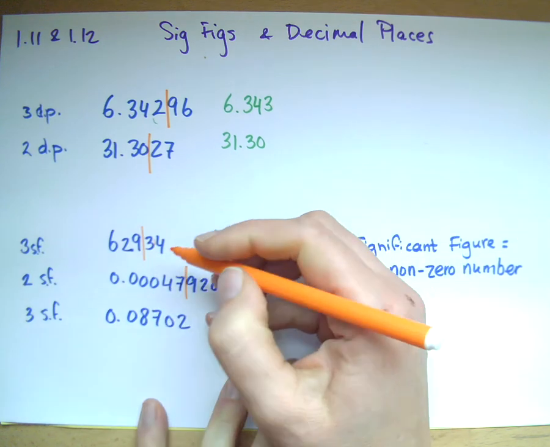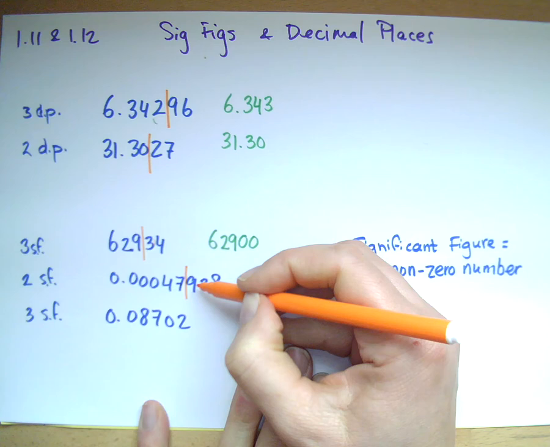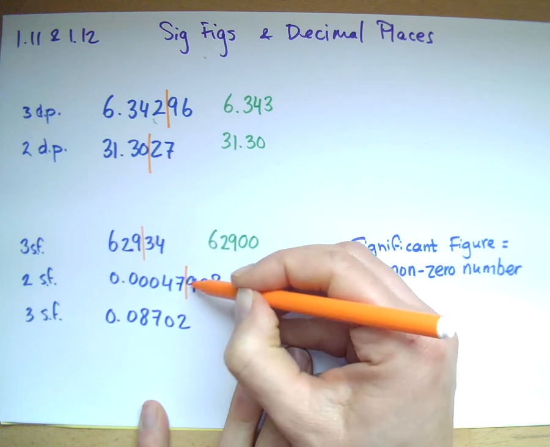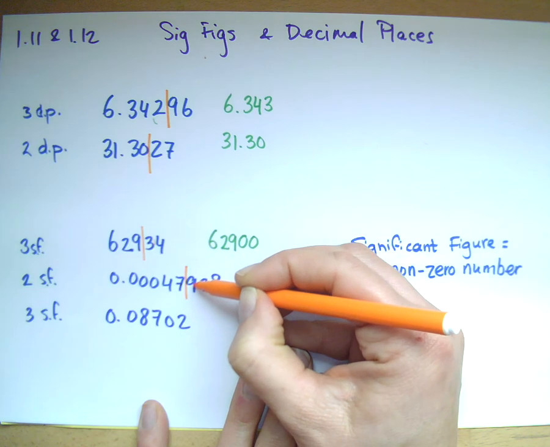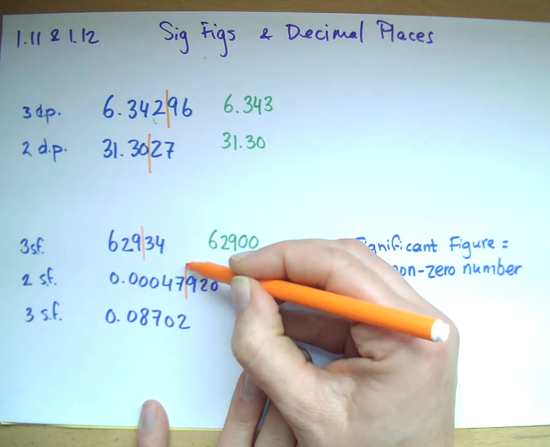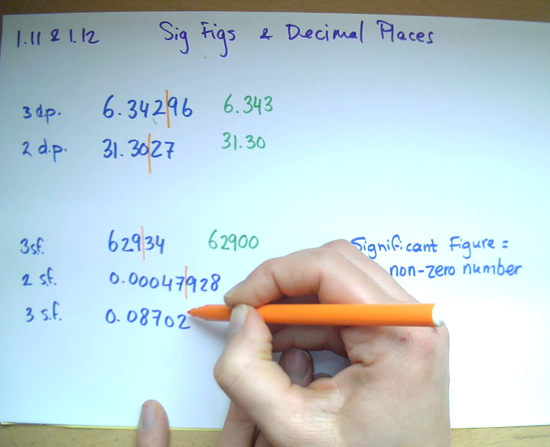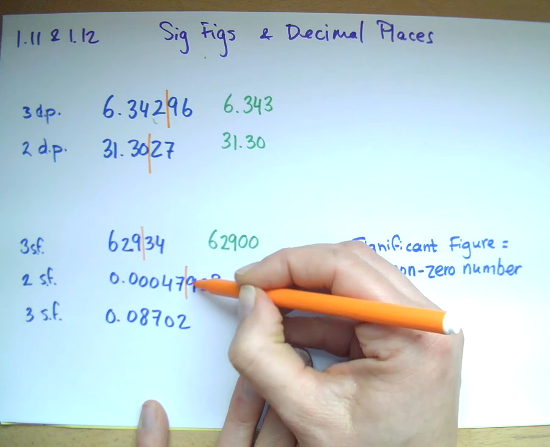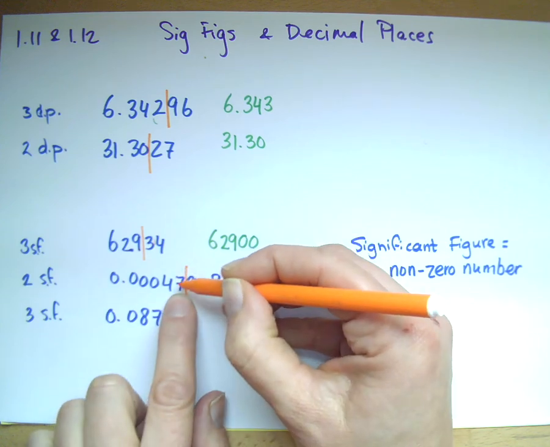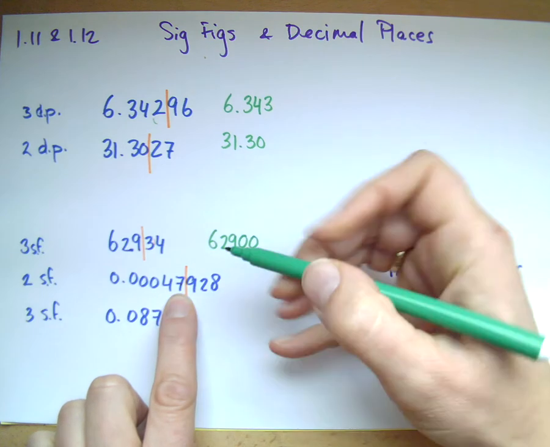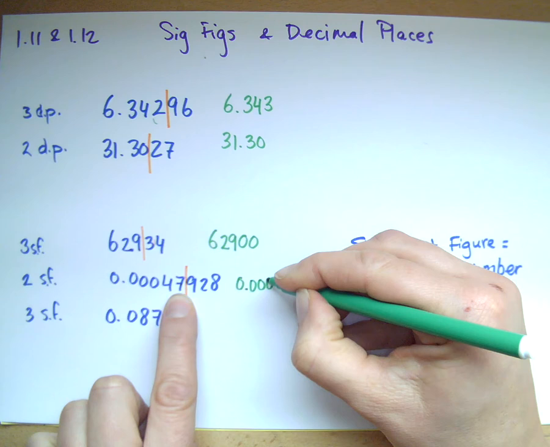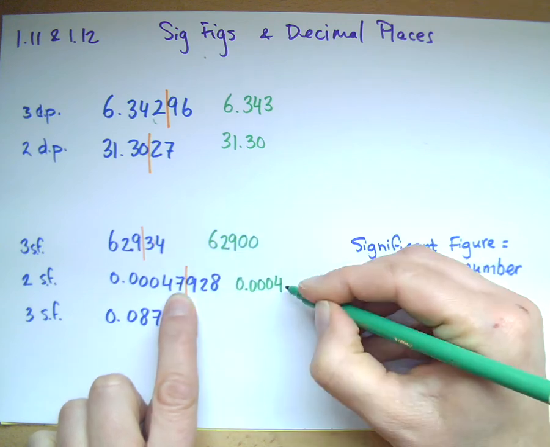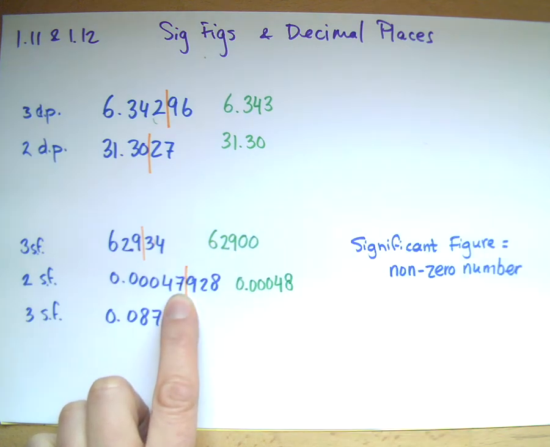So all we need to figure out is whether we round down or up. So we look at the first number behind our line. Is it 5 or more? Then we round up. If it's less than 5, then we round down. Well, since it's 9, we round up. So the 7 changes into an 8. So let me write that, 0.0004, and the 7 changed into an 8.